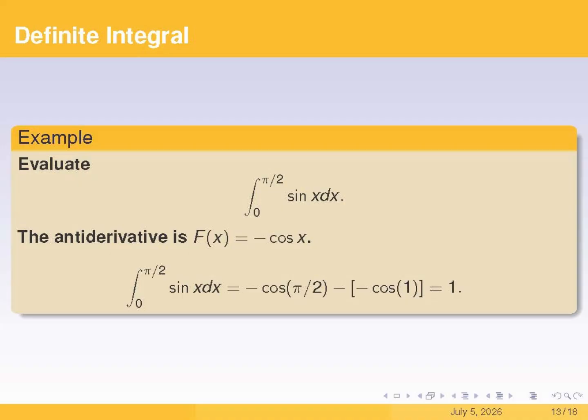In this example, we're going to compute the definite integral of the sine function from the lower limit of 0 to the upper limit of pi over 2. Because the antiderivative of sine is negative cosine, we plug the upper limit pi over 2 into the cosine function, and then subtract the result of plugging the lower limit 0 into the cosine function. This gives us an integral value of 1. This value of 1 is also the area of the region formed between the sine curve and the x-axis from 0 to pi over 2.